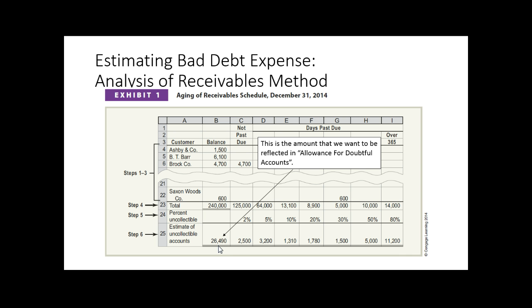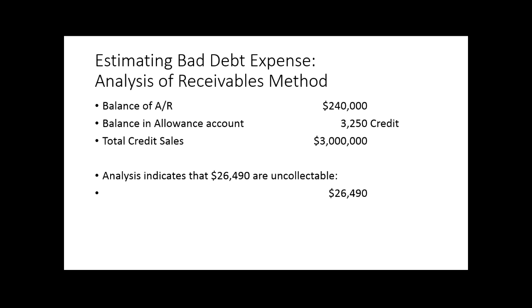And that is the amount. This is what we want the balance to be in the allowance for doubtful accounts account. Now, we know that the balance in the allowance for doubtful accounts account was $3,250 credit. We want a credit of $26,490. So I need to get the difference between those. This is a credit balance already. I need to get to this number as a credit balance. So I'm going to have about $23,000 and change to get there.